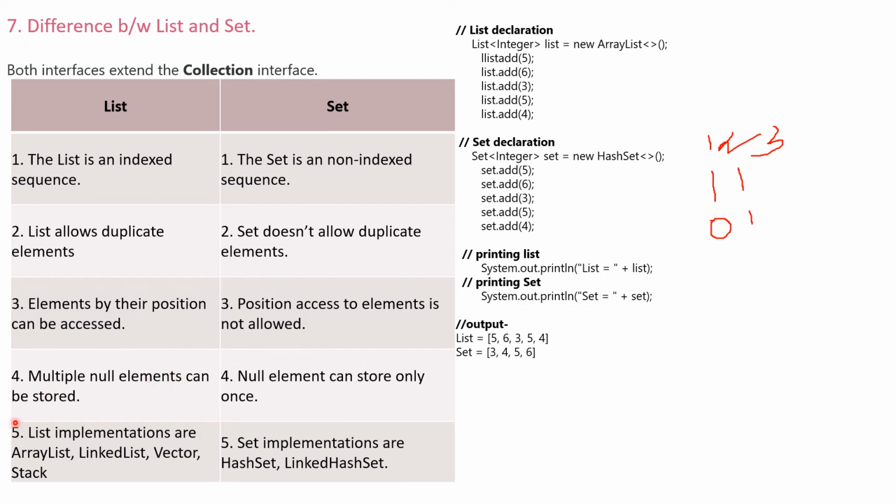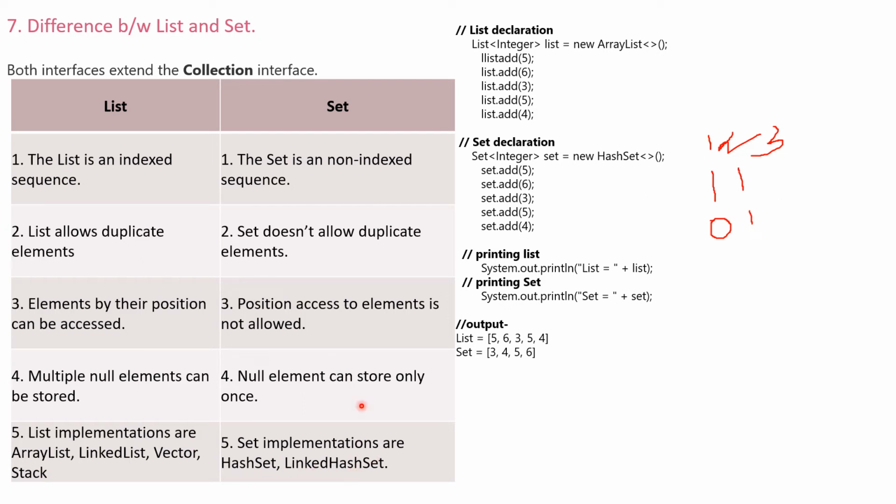Multiple null values can be stored here, any number of them. Null element can be stored only once in a set, since it is not an indexed sequence, so it allows only once. And list implementations are ArrayList, LinkedList, Vector, Stack. Set implementations are HashSet, LinkedHashSet.